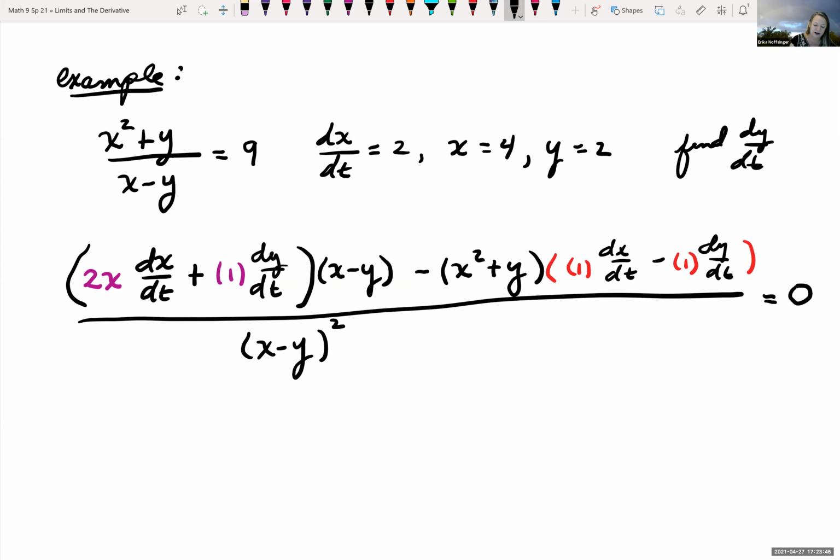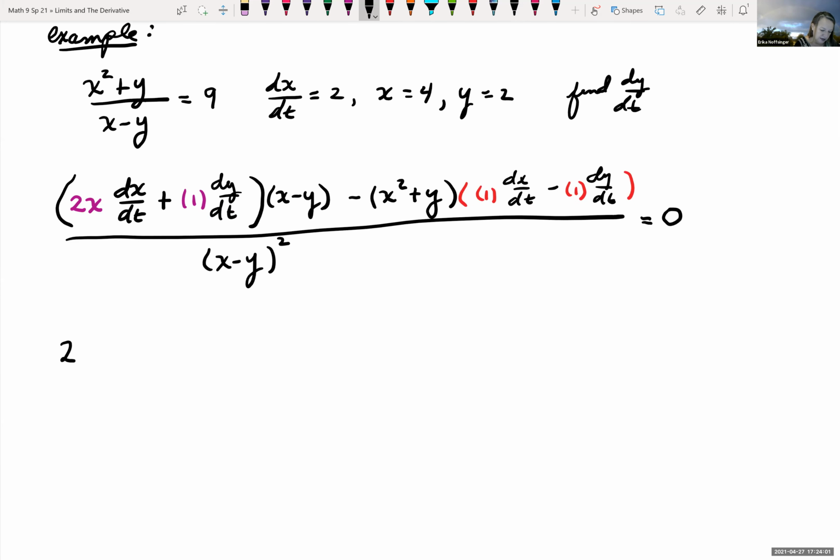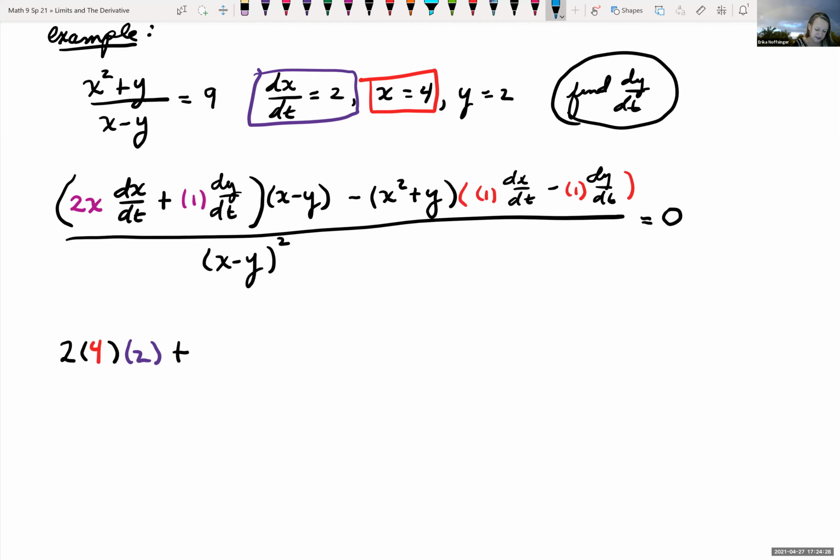Okay, so this might be the case where it would be easier for us to plug in what we know now instead of solving for dy/dt. If we do that, we have 2 times x, and x is 4. So 2 times 4 dx/dt. dx/dt in here is 2, plus 1 times dy/dt. Well, that's what we're looking for. So plus dy/dt. And this is all times x minus y, so 4 minus 2.